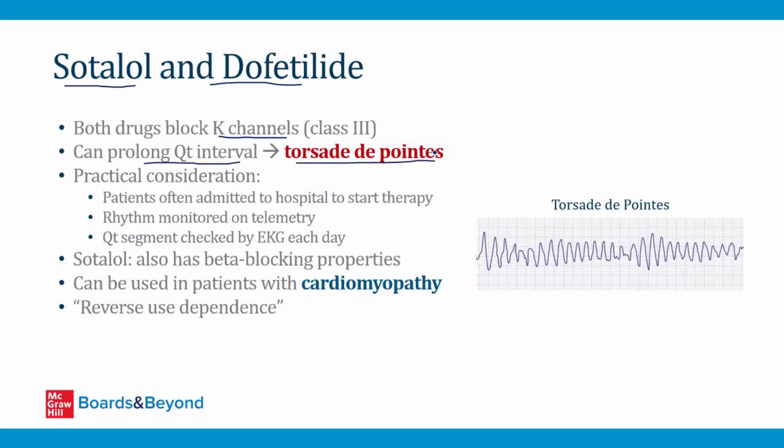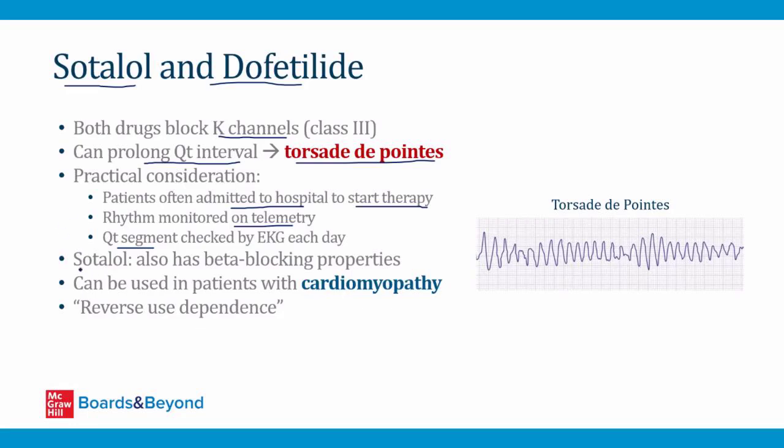And unlike amiodarone, these drugs can significantly prolong the QT interval, and there's a relatively high risk of torsade de pointes. So there's a practical consideration because of this. Patients are often admitted to the hospital when they need to start therapy with one of these drugs. Their heart rhythm is monitored on telemetry, and the QT segment is checked each day. And this is to make sure that they don't develop a markedly prolonged QT interval or any evidence of torsade de pointes. These things usually happen in the first few days on therapy if they're going to happen at all.